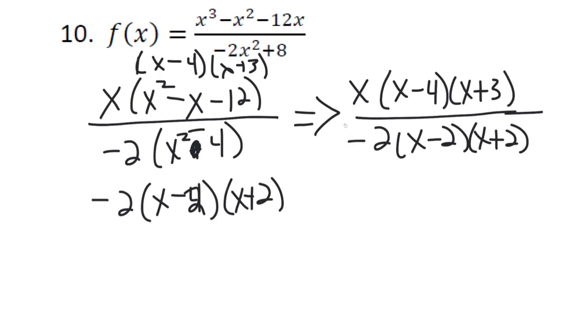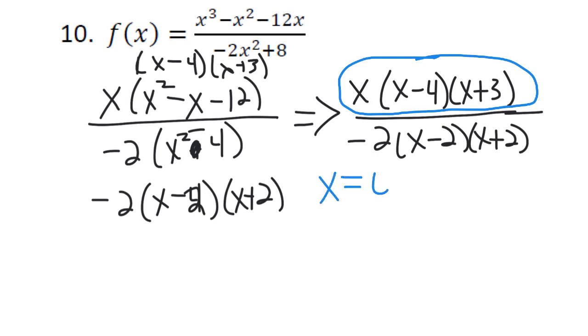All right, so I'm looking for holes. I don't see any holes here. So now what I'm going to do is just look at the numerator for the x-intercepts. So I need to set each one of these x's equal to 0 to get my x-intercepts. I have an x-intercept at x equals 0 for this first x. For the next one, I set that equal to 0 and I get x equals 4 for my next x-intercept. And for the last one, I've got x equals -3.